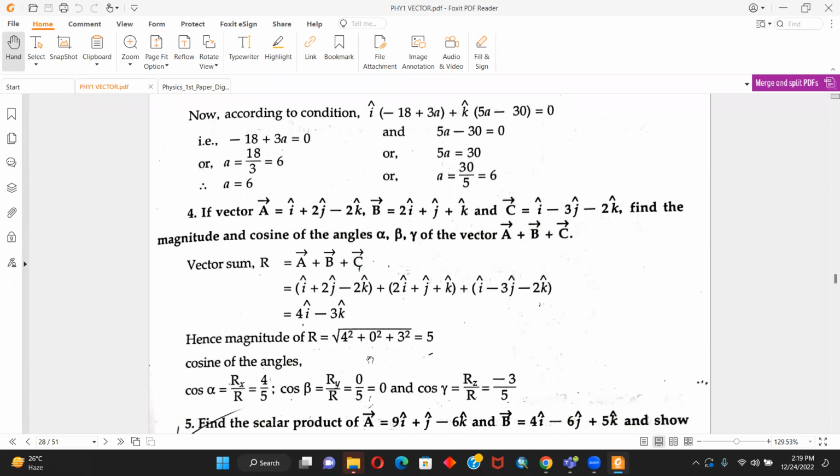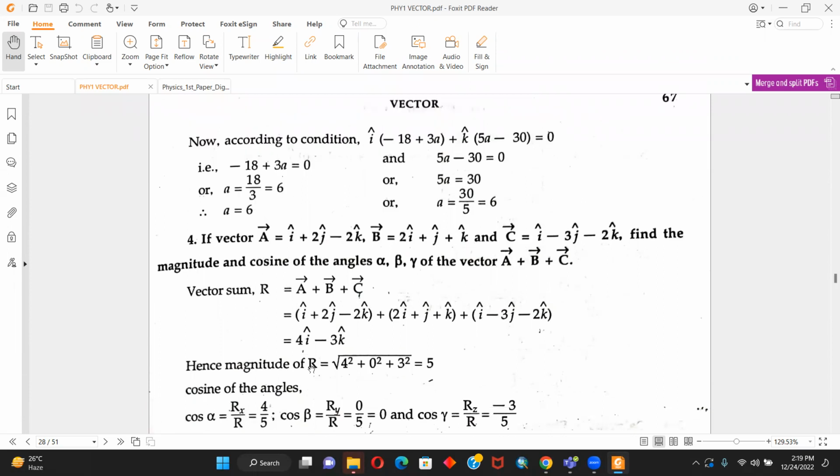I think so. Cosine of the angles are x by r. Okay, so you will get the vector summation. You will get 4i minus 3k. Magnitude, obviously you understand, is 4 square plus 0 square plus 3 square. So the new part is what is the cosine of the angles.